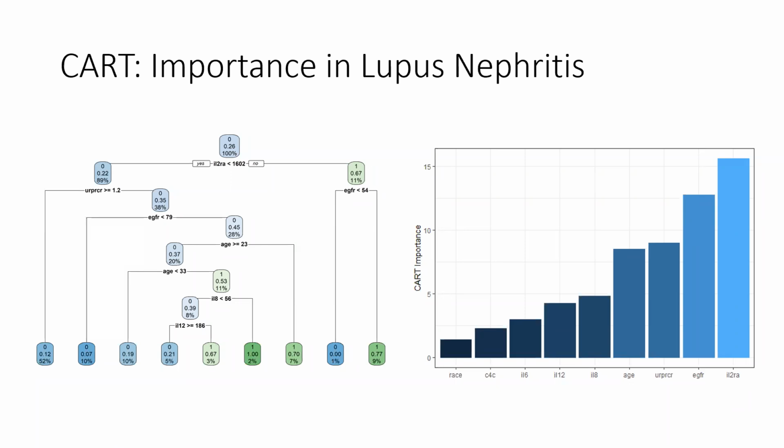And so, for example, race, I'm trying to get my mouse to show up. There we are. Race and C4 don't appear anywhere in the tree, but they're both included in the importance measure. Now, with relatively low importance, but they are included.